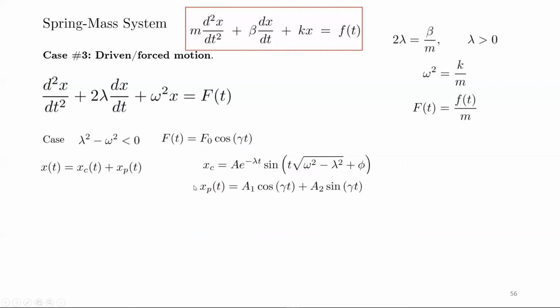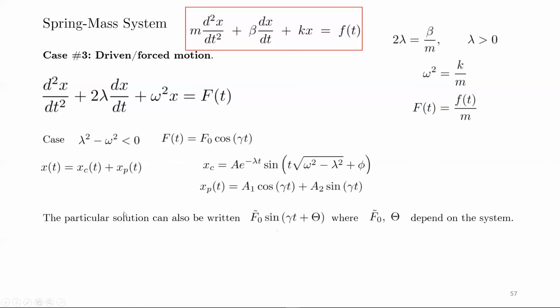Okay, we could actually write this particular solution in the same form as the complementary solution. So we could write this as F naught times sine of gamma t plus capital theta, where these two constants would depend on the specific system you're looking at.